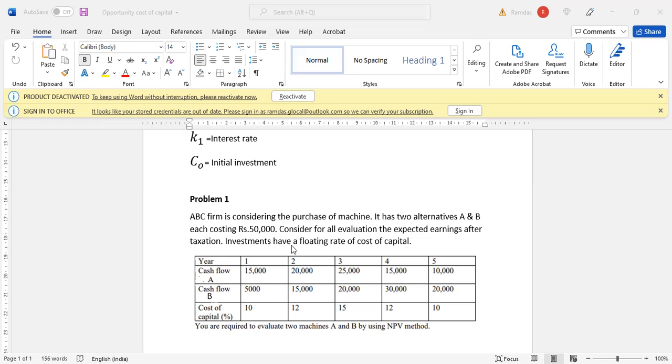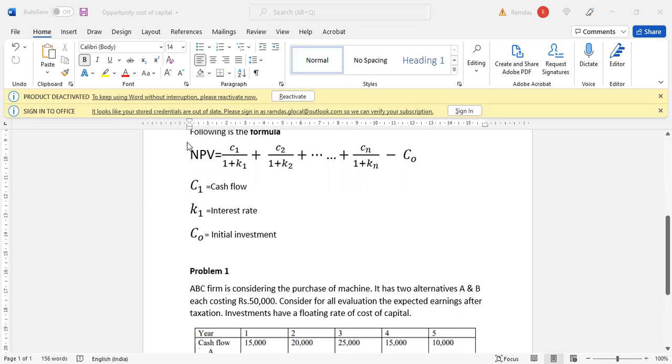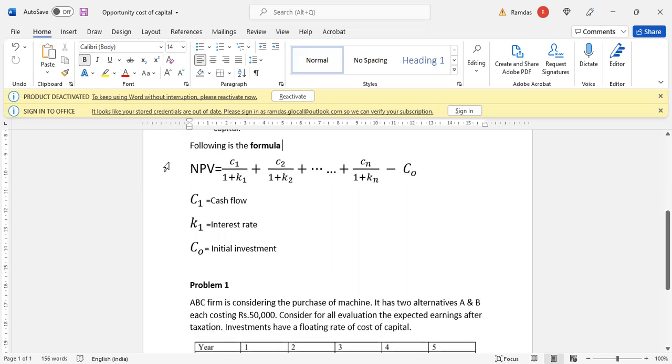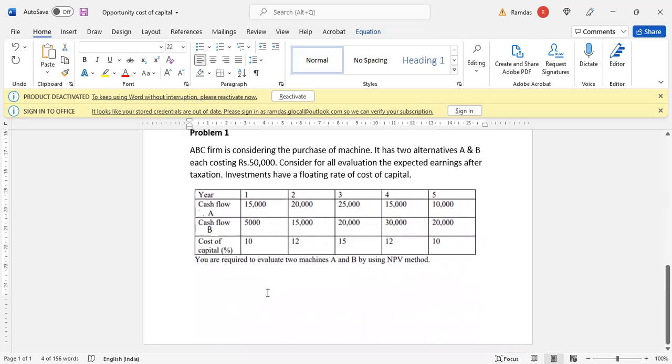In this problem, you could see that the cost of capital is floating. It is different every year. So this problem is identified as evaluation of project A and B, or machine A and B, using varying cost of capital. The problem is asking you to evaluate the machines A and B by using the NPV method. As I told you, we are going to solve this problem using the formula method. We don't use the formal NPV calculation.